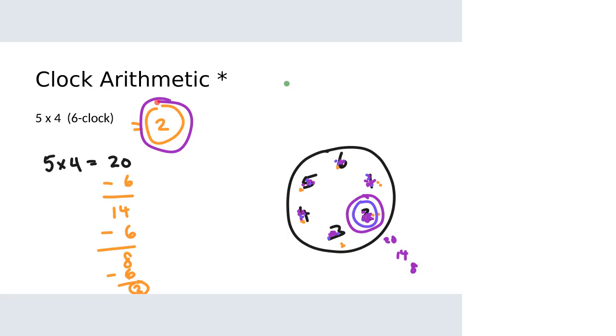No, that's it, Madison. That's it exactly. Keep subtracting 1 full revolution until you get a number that can be your answer. And it's important to note the reason we subtracted 6 every time is because we're on a 6 clock.